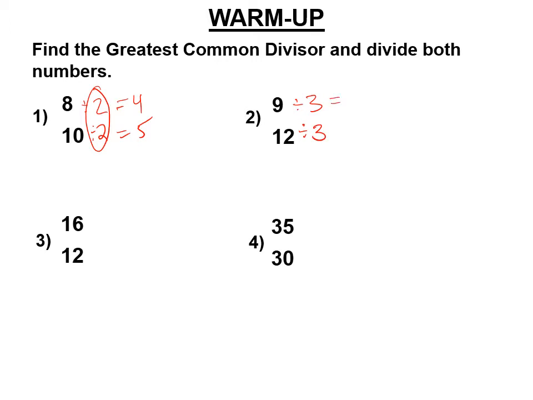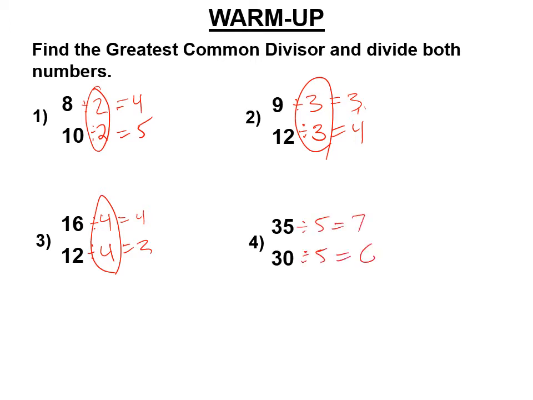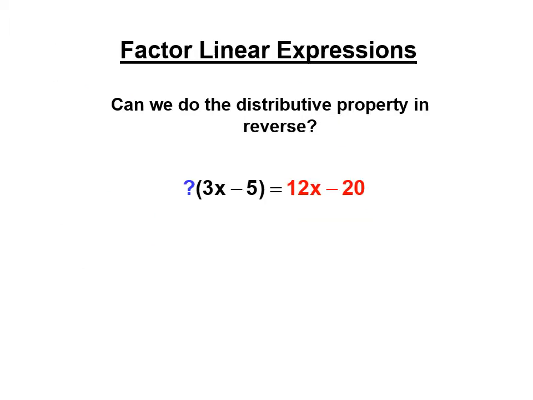And then I always made you actually do the division and check, because if you can go again, you didn't get the greatest common divisor. The greatest common divisor of 16 and 12 is 4. And the greatest common divisor of 35 and 30 is 5. All right, so for the greatest common divisor, you need the largest number that divides into both. So what number goes out here? That's what you're doing today.